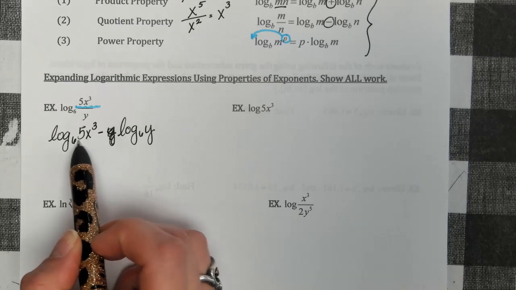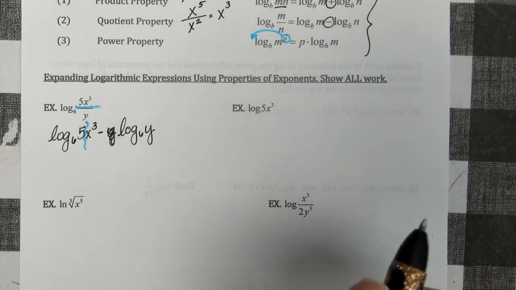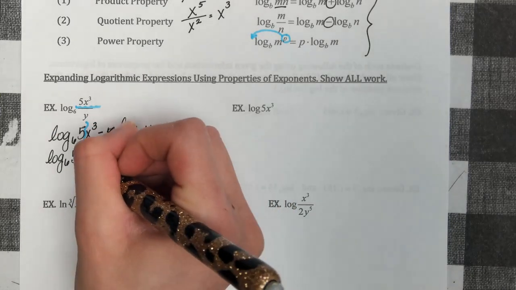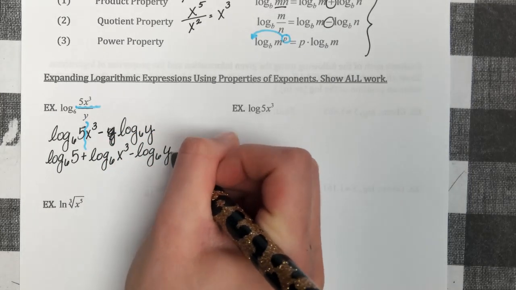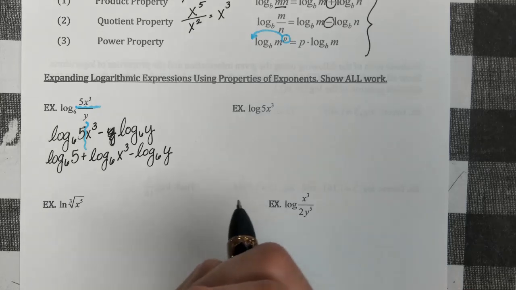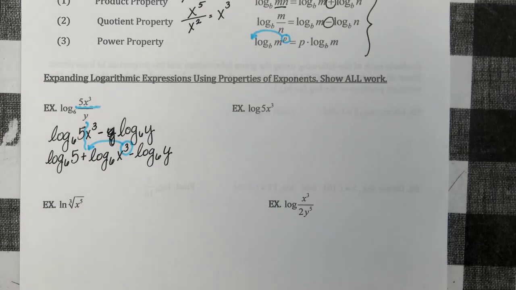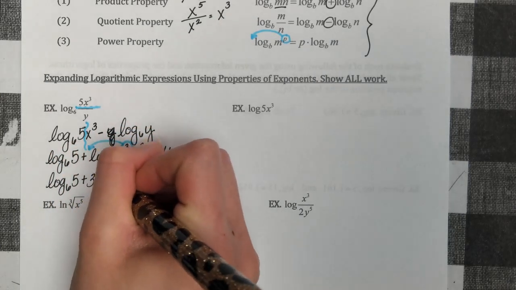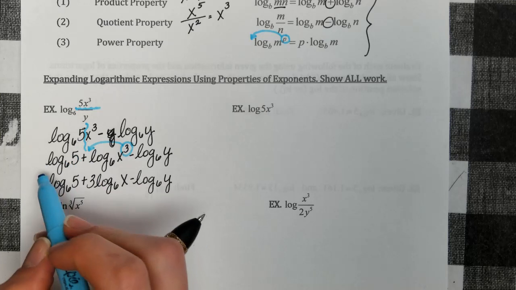But now that I've separated the fraction, I need to separate 5 from x cubed. So I'm going to have log base 6 of 5, and then what operation? Plus log base 6 of x cubed minus my log base 6 of y. Now I can't box that in because I have one more thing to take care of. I have an exponent. That exponent comes in the front. So I have log base 6 of 5 plus 3 log base 6 of x minus log base 6 of y. Now I'm done.